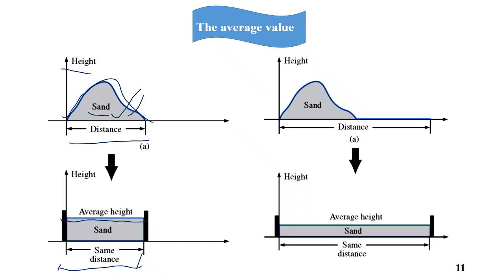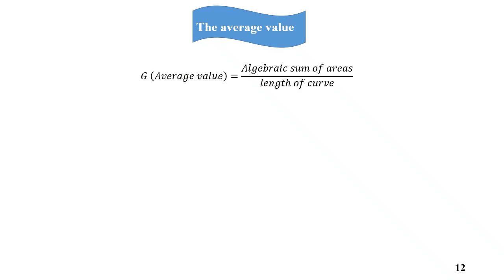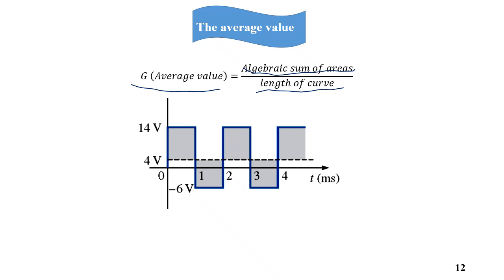If we have a bigger distance for the same waveform or the same pile of sand, then the average value will be lower, as we get an average value along the same distance, which is bigger than the distance in the first curve. We can get the average value by dividing the algebraic sum of areas under the curve by the length of the curve, or the period of the curve.